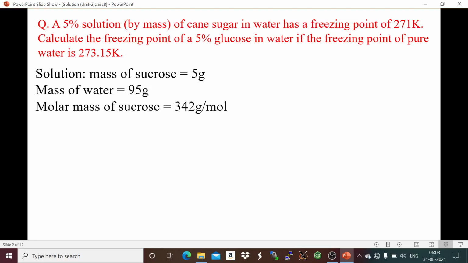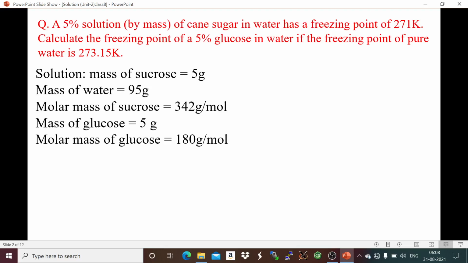Then molar mass of sucrose or cane sugar, it is 342 gram per mole. You can calculate it, 342 gram per mole. Cane sugar or molar mass. And mass of glucose, second part, mass of glucose is given again 5%. So mass of solvent again 95 gram. And molar mass of glucose, it is 180 gram per mole. Okay.